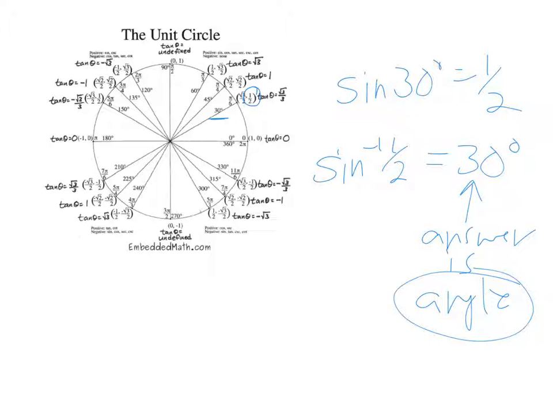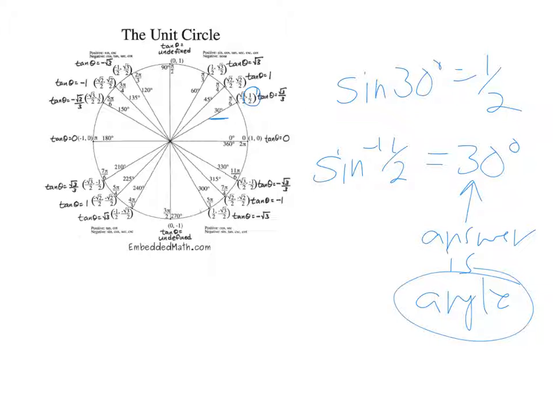Sometimes besides the little -1 beside the trig function, which means inverse, you also see arc in front of the trig function. So arc sine, arc tangent, arc cosine is the same thing as the little -1. It just all means inverse.